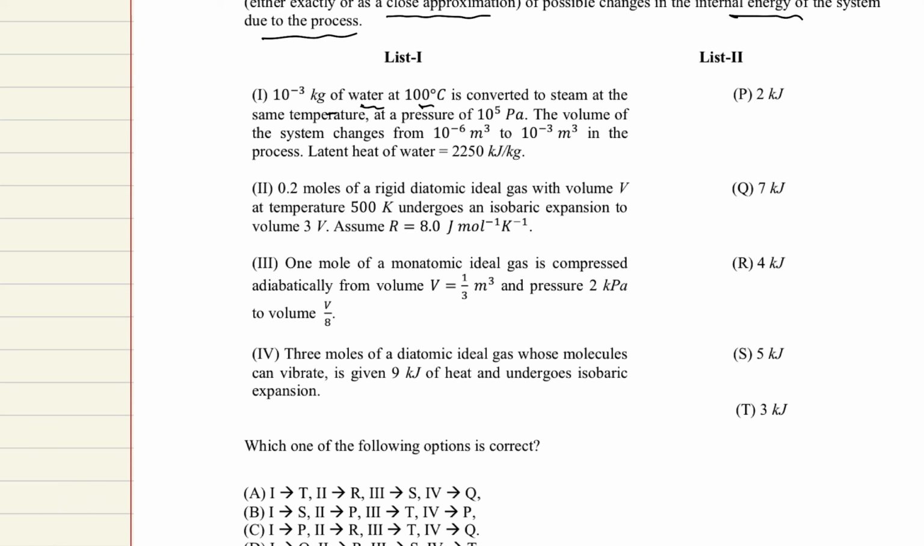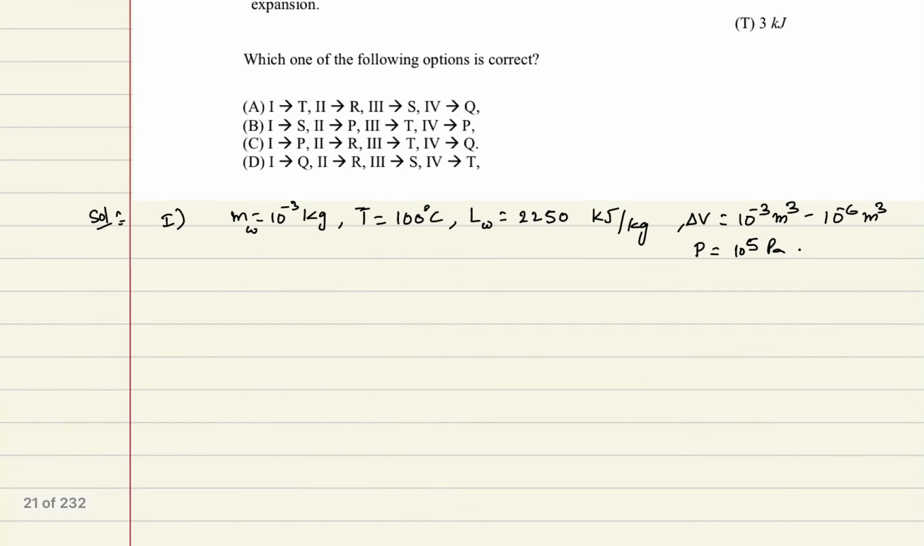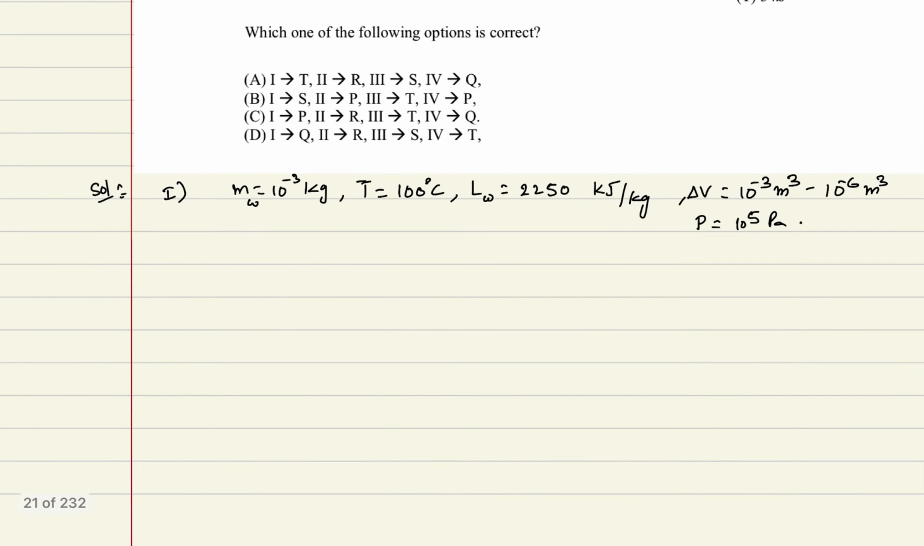You can see there is 10 power minus 3 kg of water at 100 degrees Celsius converted into steam at the same temperature at a pressure of 10 to the power of 5 pascal. The volume of the system changes from 10 to the power of minus 6 meter cube to 10 power minus 3 meter cube in the process. Latent heat of water is given as 2250 kilojoule per kg.